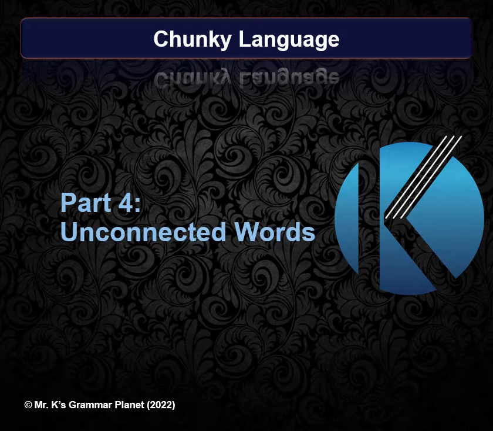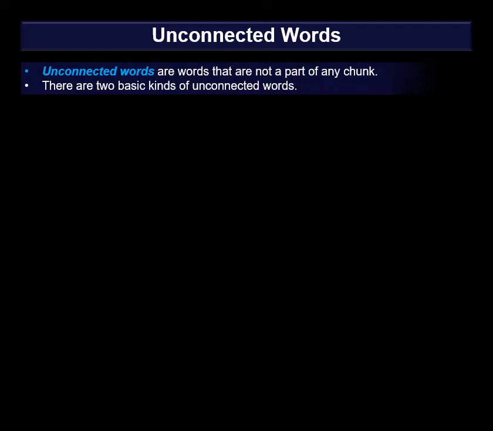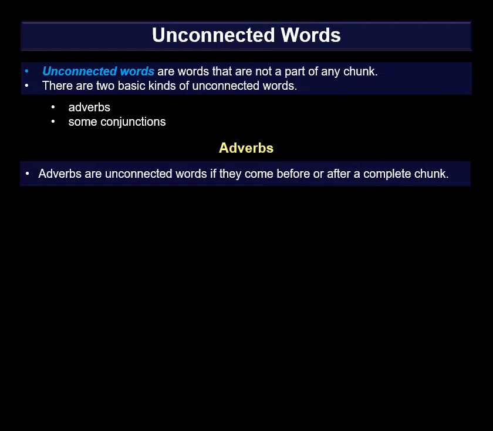So now let's look at part 4 of this series, Unconnected Words. So what are unconnected words? Unconnected words are words that are not a part of any chunk. There are two basic kinds of unconnected words: adverbs and some conjunctions. First, let's take a look at adverbs. Adverbs are unconnected words if they come before or after a complete chunk.